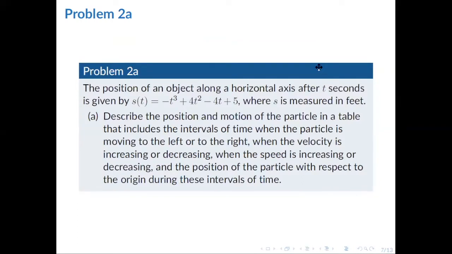No? So yung position ng isang object along a horizontal axis after t seconds is given by this function of S of t equals negative t cubed plus 4t squared minus 4t plus 5, where s is measured in feet. So yung una nating concern, describe yung position and yung motion ng particle in a table. Include natin yung intervals of time when the particle is moving to the left or to the right, kung nag-increase ba or decrease yung velocity natin, kung nag-increase ba or decrease yung speed, saka yung position ng particle with respect to the origin during these intervals of time.